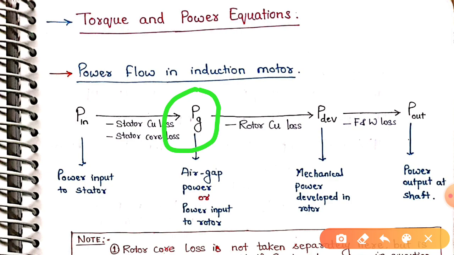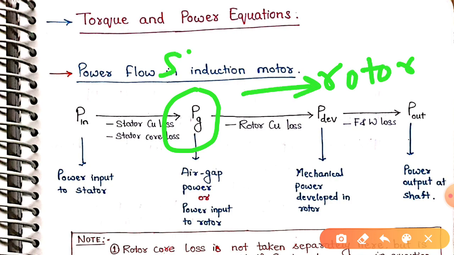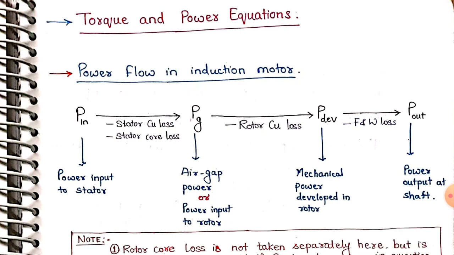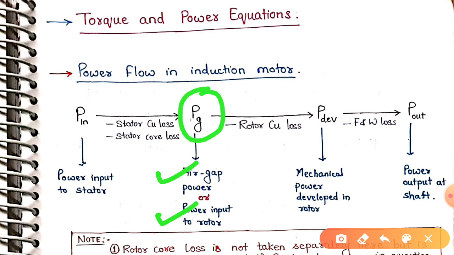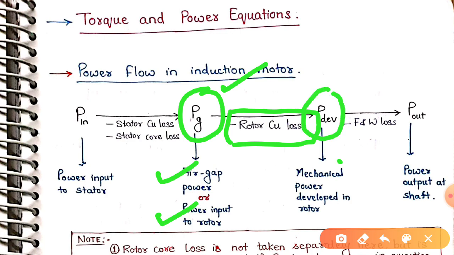It is the power which is transferred from the stator to the rotor through the air gap, that is why it is known as air gap power, or it is the power input to the rotor from the stator. It is very important. And then from the air gap power, if we deduct the rotor copper loss, then we can find the developed power or mechanical power which is developed in the rotor.